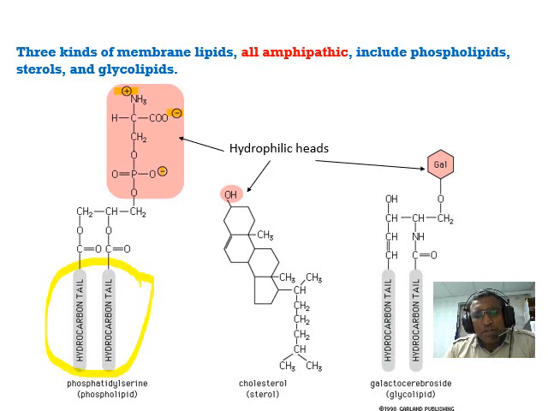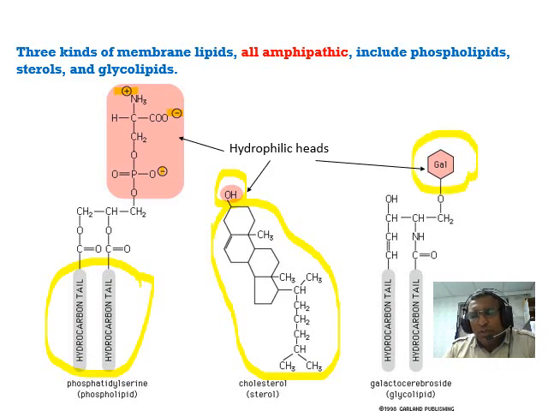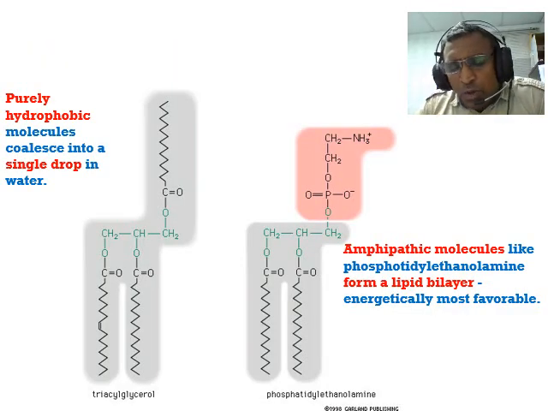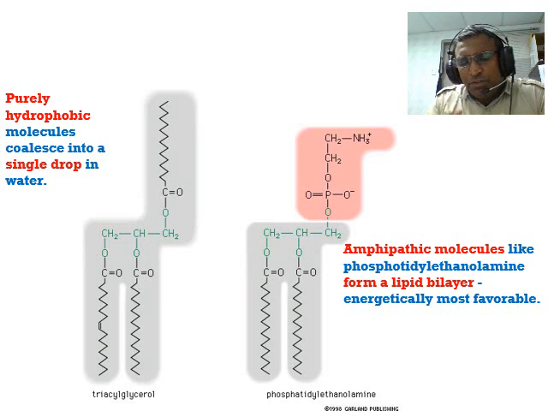You also have cholesterol, with the OH that likes water and the tail section that does not like water. Similarly, you have the glycolipid, the galactose having a lot of OH groups, therefore it likes water, and the tail that does not like water. So here is a comparison of two different substances, one that likes water and the other that does not.